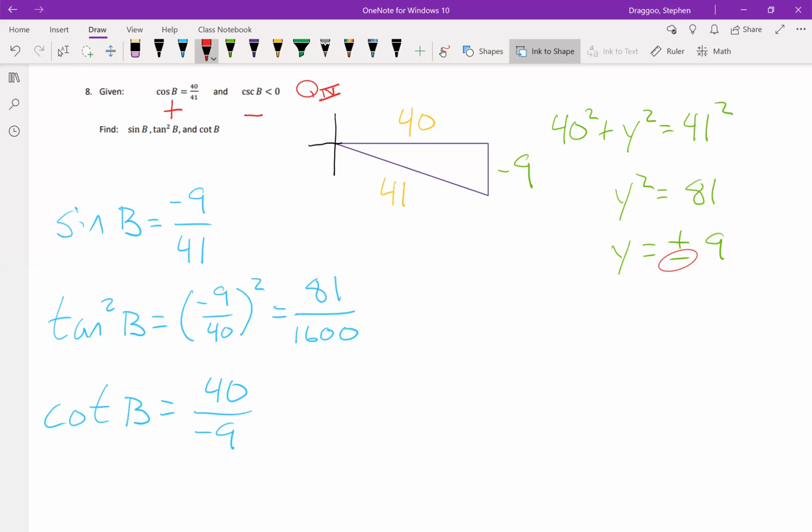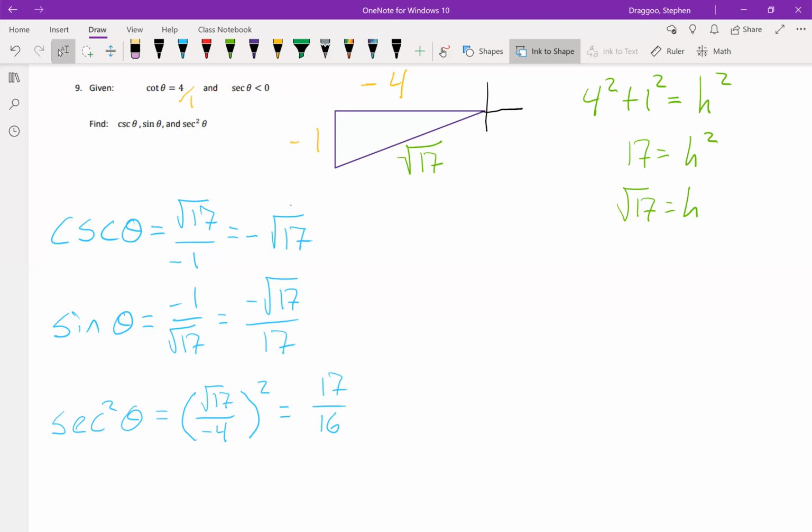Notice over here when I'm looking for the tangent squared of b, I end up with a positive solution in the end, positive 81 over 1600, even though tangent of b comes out to a negative number. So remember that taking the square of a negative will come out to a positive, so it's okay that tangent squared comes out positive. In fact, tangent squared should always come out positive, even though tangent itself is negative in this problem.